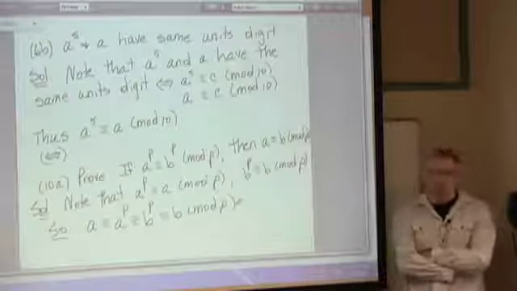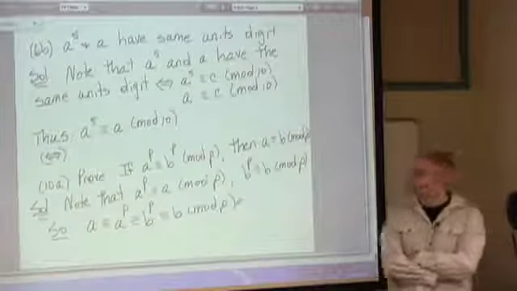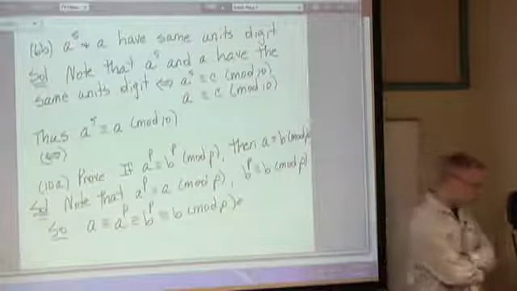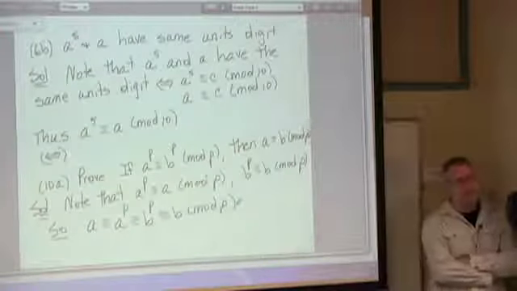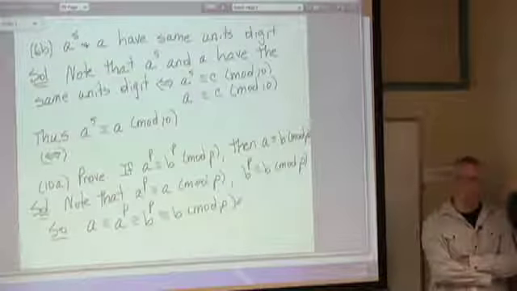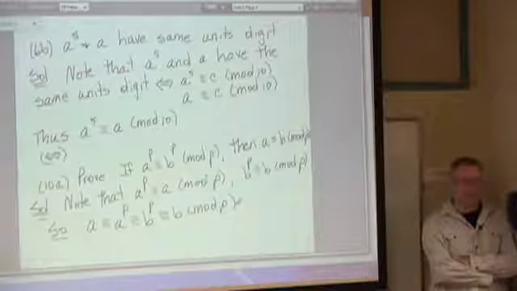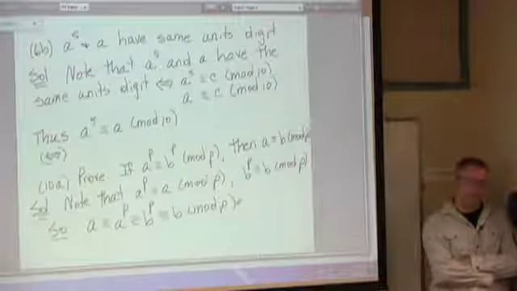I have a question. Yes? Wasn't there also something in the theory, one of the basic theorems you gave us, that said A to the K is congruent to B to the K mod P? You could raise both of them to a power. So couldn't you just use that?